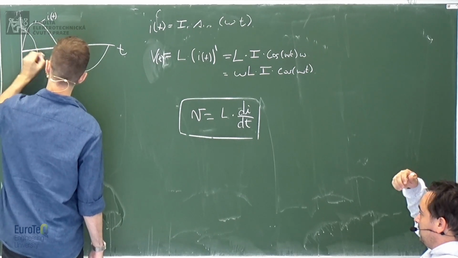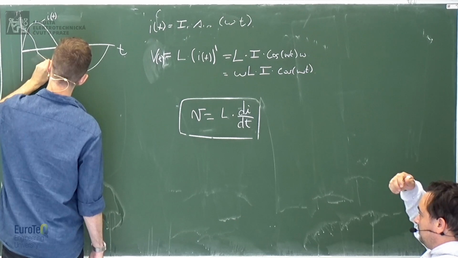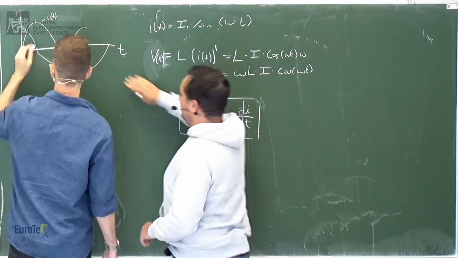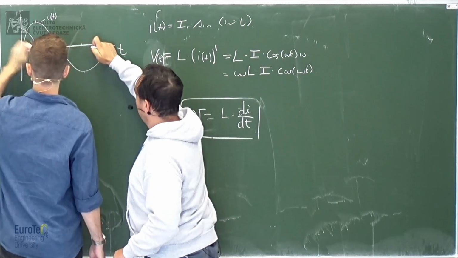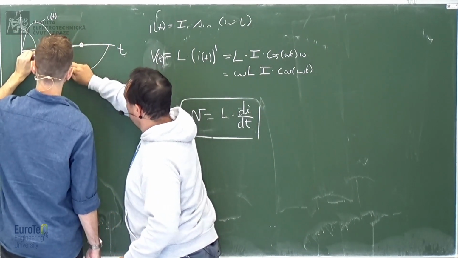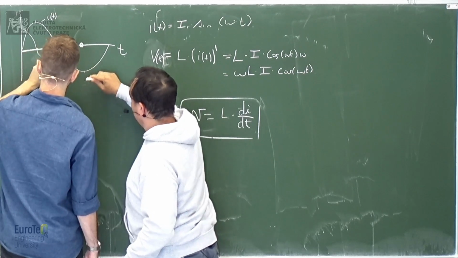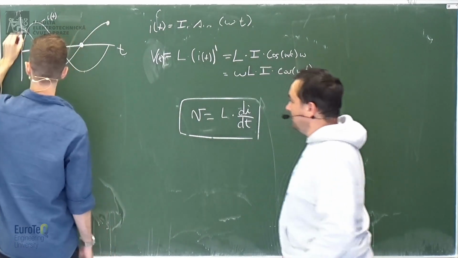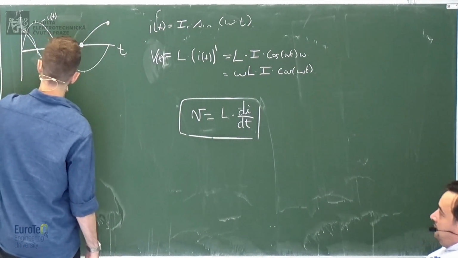Where is the minimum? Okay. Sorry. Goes there. There. Okay. So can you draw down the phasors?